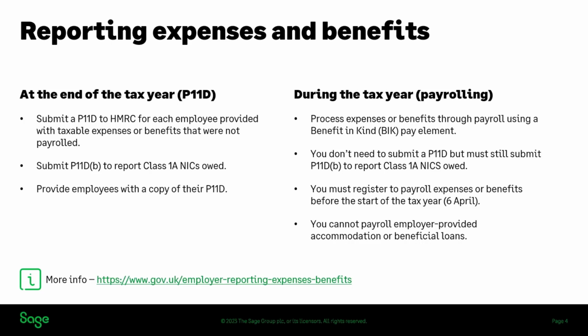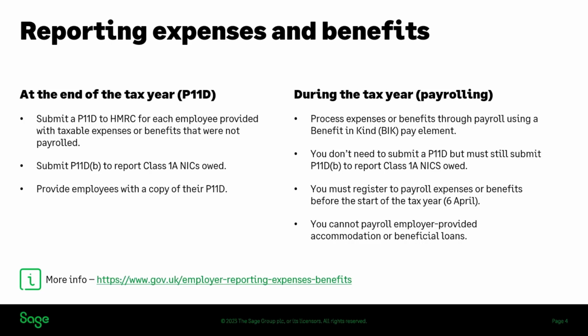Now, if you are payrolling, you don't need to submit a P11D for each employee, but you must still submit the employer declaration, the P11DB, to report your Class 1A national insurance. But it is worth noting you must have registered with HMRC to payroll expenses or benefits before the start of the relevant tax year, so before the 6th of April. And it is not possible to payroll employer-provided accommodation or beneficial loans. Both of those benefits do need to be done following the P11D process.